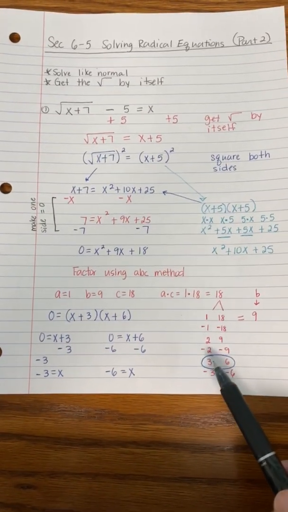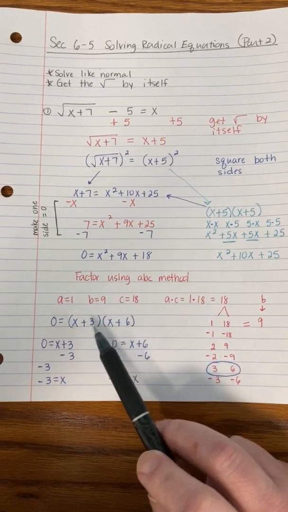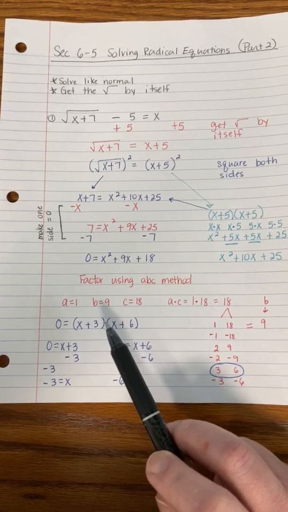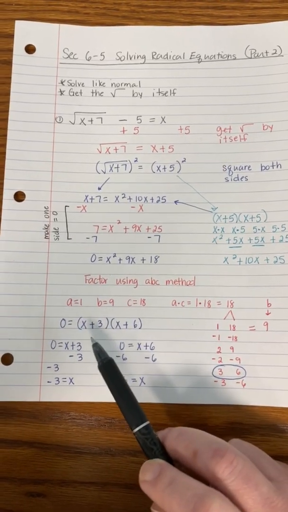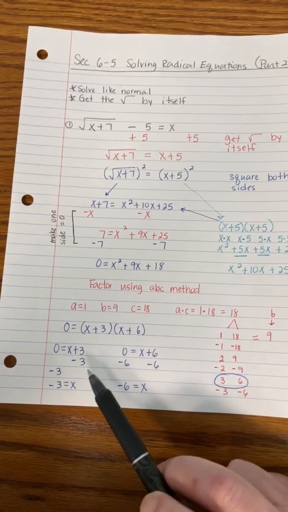Okay, then I'm going to bring the 3 and 6 over here. Remember, you just do x plus 3 and x plus 6 in parentheses. And then we actually have to solve this. So this is the solving problems. I don't just stop there. So I'm going to set both of these equal to 0. And then they're just really easy.